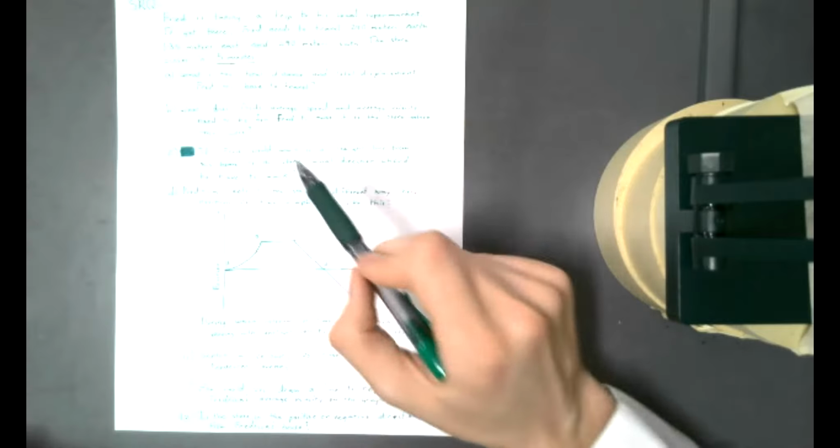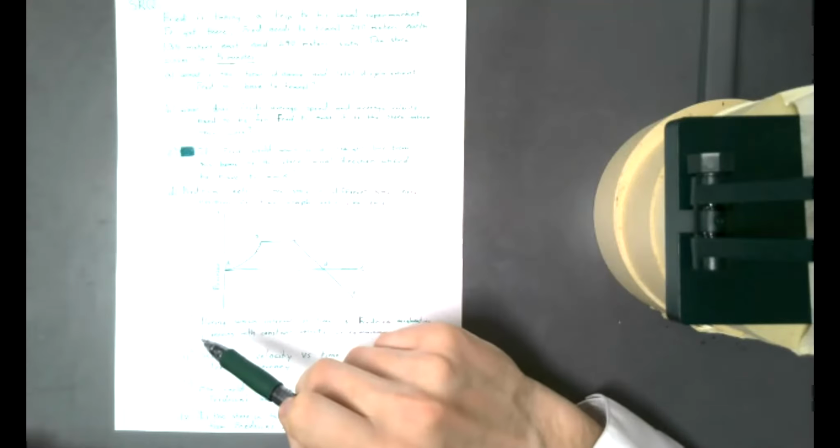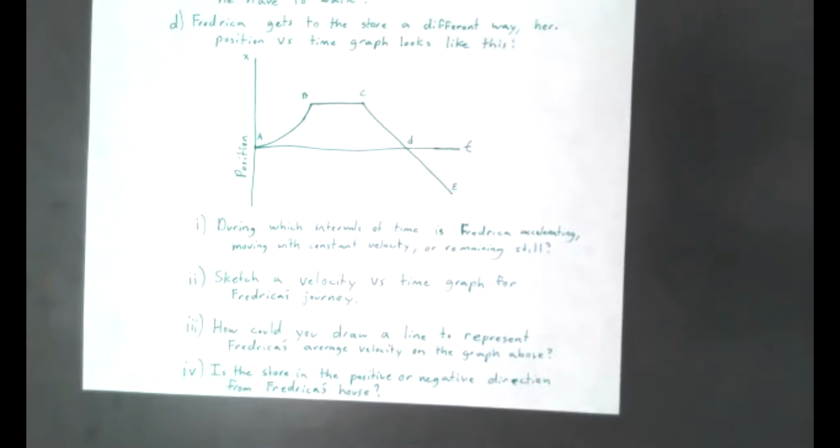C, if Fred could walk in a straight line from his home to the store, what direction would he have to walk? D, Frederica gets to the store in a different way. Her position versus time graph looks like this, and it's this ridiculous curve. Very hard to see everything here. Can I zoom in? You should have a copy of this for yourself on the Schoology thing. Either way, her position versus time graph looks crazy like this.